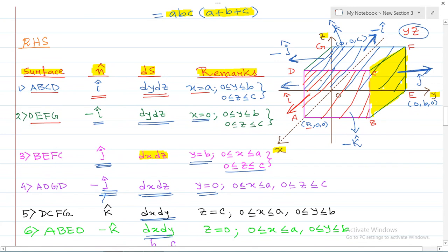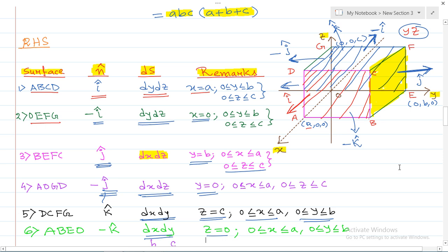Now for the surface DCFG, z equals c, because we have raised a height up to z equals c and thereafter fixed the surface. So z equals c, while x will vary from 0 to a and y will vary from 0 to b. Now for the bottom surface ABEO, we have z equals 0 because it is the xy plane itself. x will vary from 0 to a and y will vary from 0 to b.